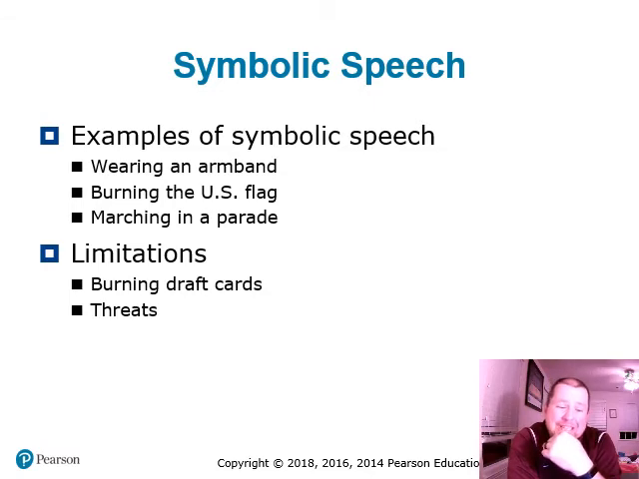There are some limitations to symbolic speech, though. You can't burn draft cards, for instance, because that's destruction of official government property or government documents. So you can burn a flag, but you can't burn your draft card. You don't get draft cards anymore. Now you just sign up for the Selective Service online. But then also symbolic speech, like pointing a gun at somebody, would not be permissible. In reality, pointing finger guns in this day and age isn't really permissible either.